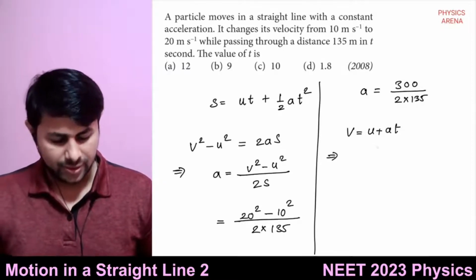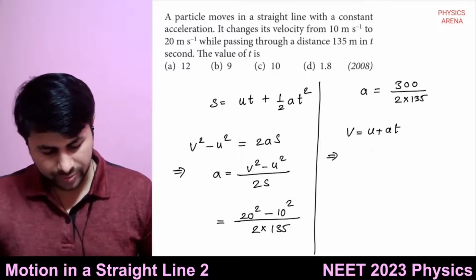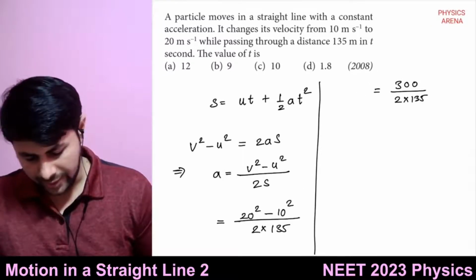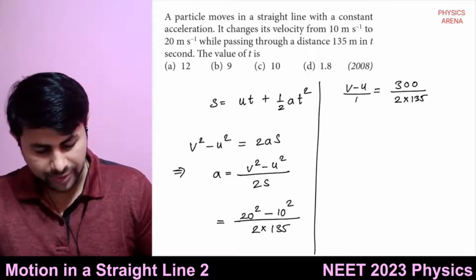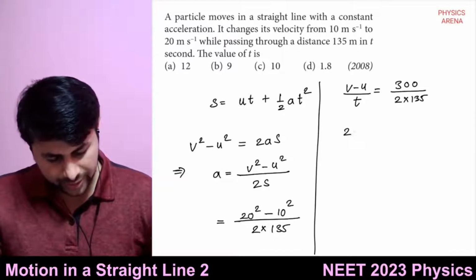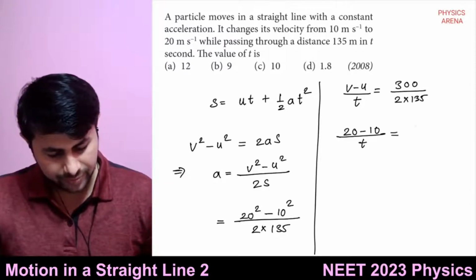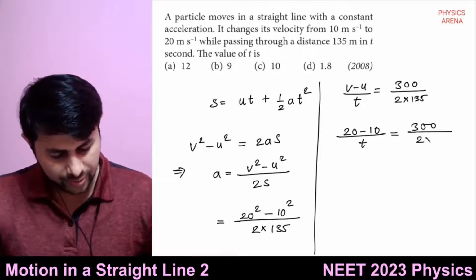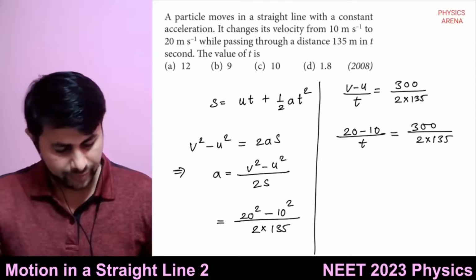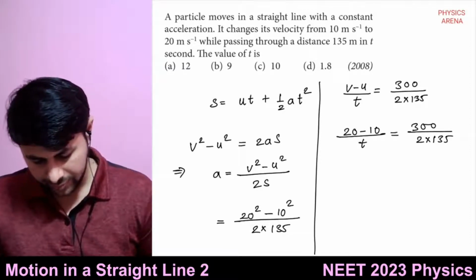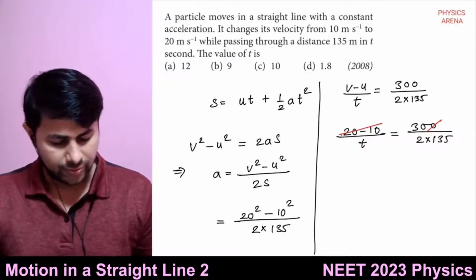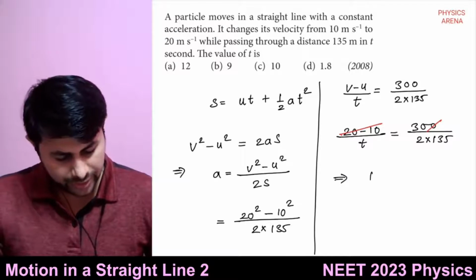Acceleration here itself I can write as v minus u divided by t. So what is v and what is u? It is 20 minus 10 divided by t, which equals 300 divided by 2 multiplied by 135. So this is 10, you can cancel it out, so 1 will remain, so 30 divided by 2 multiplied by 135, and therefore t is equal to what?